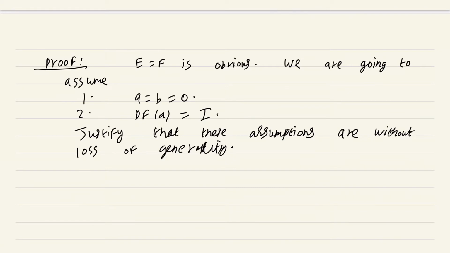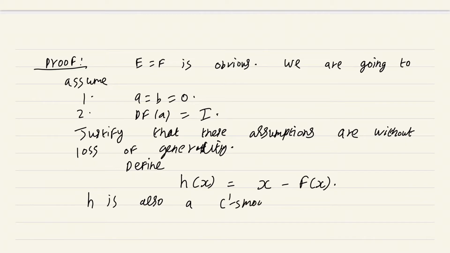So the first step is to define a new function. Define h of x equal to x minus f of x. Then observe that h is also a C1 smooth map. But the interesting thing is, by our assumptions, dh0 is nothing but identity minus dfa, which is just the 0 map. So this is the interesting bit. The derivative of h at 0 is nothing but the 0 map.